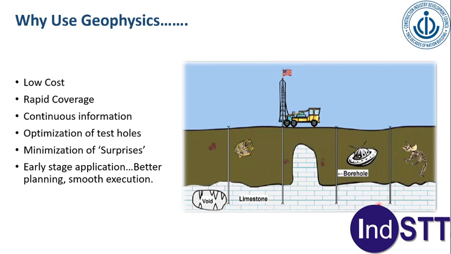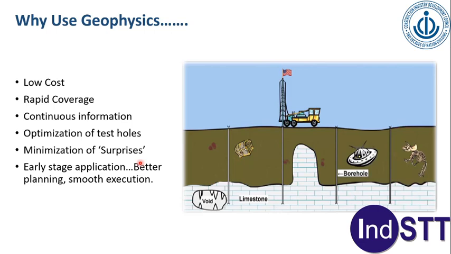At the same time, I would like to highlight that geophysics does not replace drilling, it optimizes drilling. Rather than drilling randomly, once you do a good geophysical campaign, you have the continuous picture of the subsurface, and then you only need to drill at the anomaly locations to clearly understand what lies there. This is the best part about combining and optimizing your drilling with geophysics. It leads to minimization of surprises, because whenever we meet a situation in the subsurface which we did not expect, we call it a geological surprise. Geophysics helps you overcome that, and it's always good for early stage application for better planning and smooth execution.